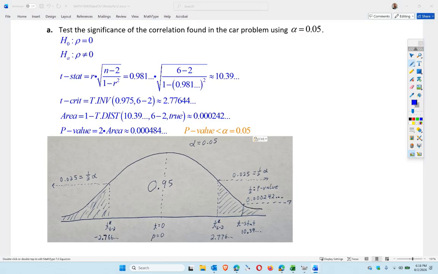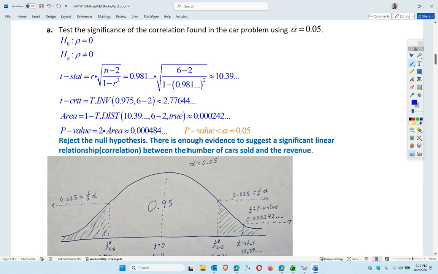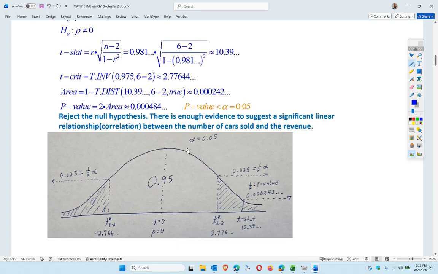So what does that actually mean? We should reject the null hypothesis. If we're rejecting the null hypothesis, that means we're saying that the rho is not 0, that the rho is not equal to 0, which means there is a relationship. Thus, there is enough evidence to suggest there's a significant linear relationship, correlation between the number of cars sold and the revenue. Okay? All right, let's try this again with the absence problem.